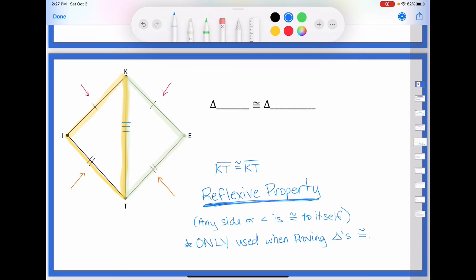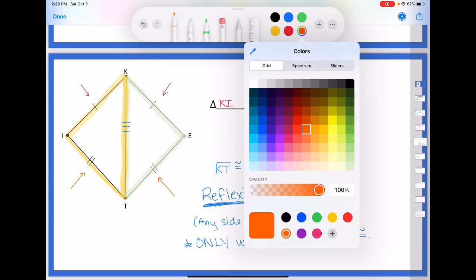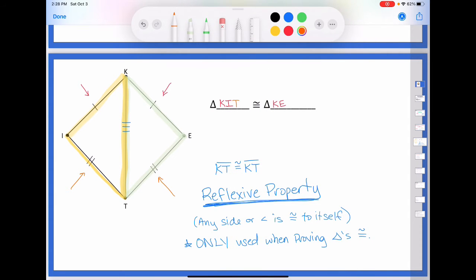So we do know that these triangles are congruent because of all the sides. So now if I'm going to write them in the correct order, we said that KI corresponded to KE. So KI in the first triangle would correspond to KE in the second triangle, and then IT in the first triangle corresponded to ET in the second triangle. So I would have to have triangle KIT congruent to triangle KET.